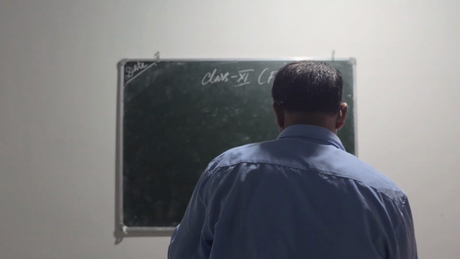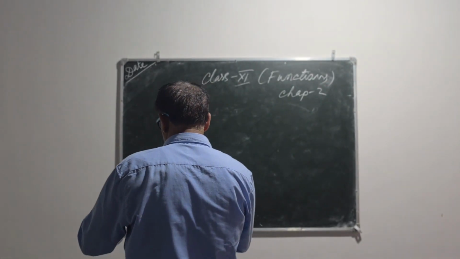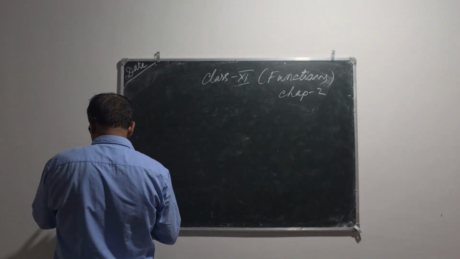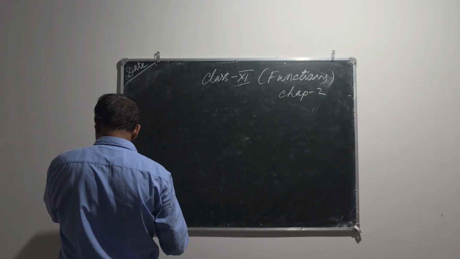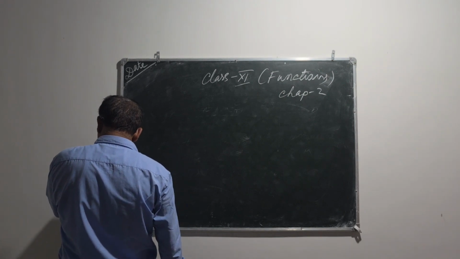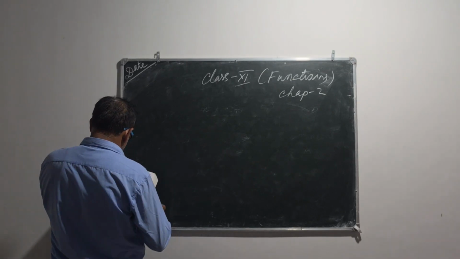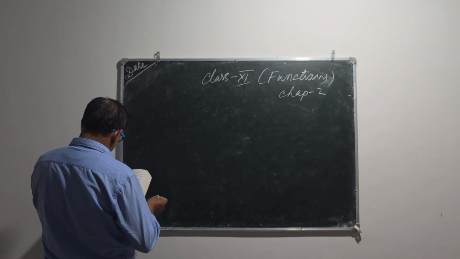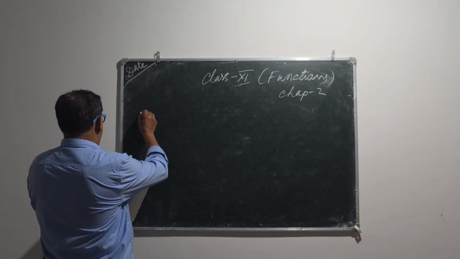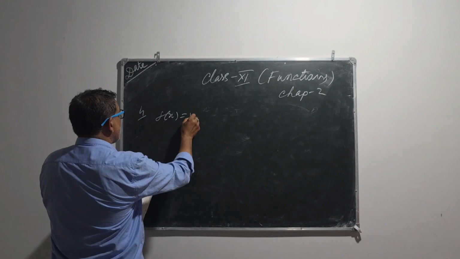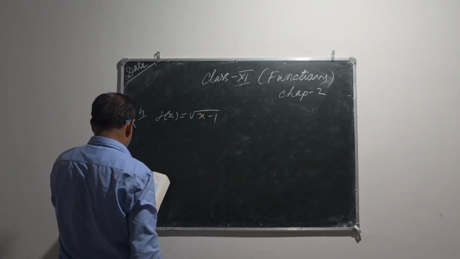So now question number 4. Question number 4 is given here. Find the domain and range of the function f defined by f of x equal to square root of x minus 1. So here we have number 4, f of x equal to square root of x minus 1.